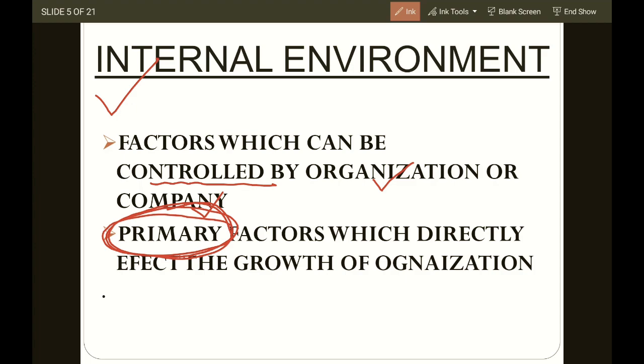Vision is predicting where my business organization would reach after 10 or 20 years. So it's very important to have control over internal factors. If your internal factors are not in your control, you can't achieve the objective. The ultimate aim of your business organization won't be achieved.